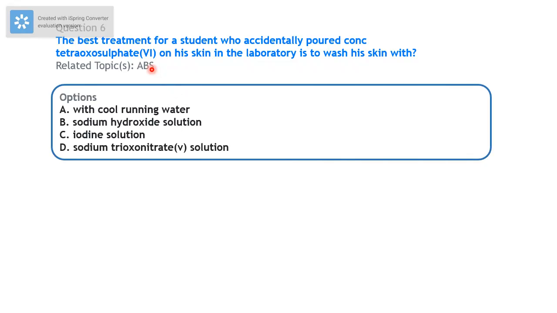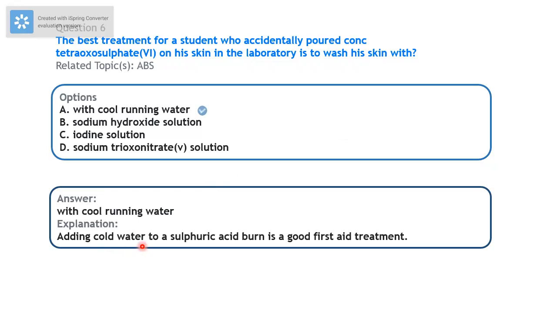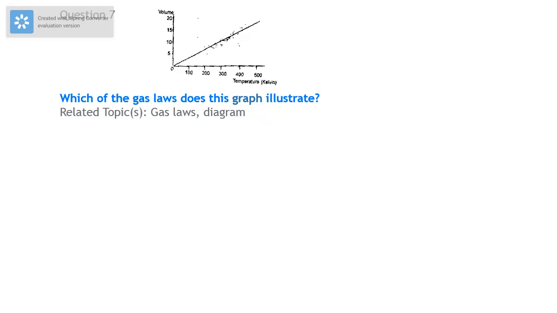Next, on acid, base, and salt. The best treatment for a student who accidentally poured concentrated tetraoxosulfate 6 acid on his skin in the laboratory is to wash his skin with water. Adding cold water to an acid burn is a good first aid treatment.